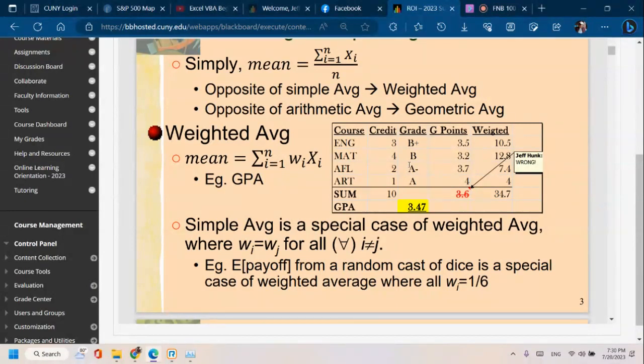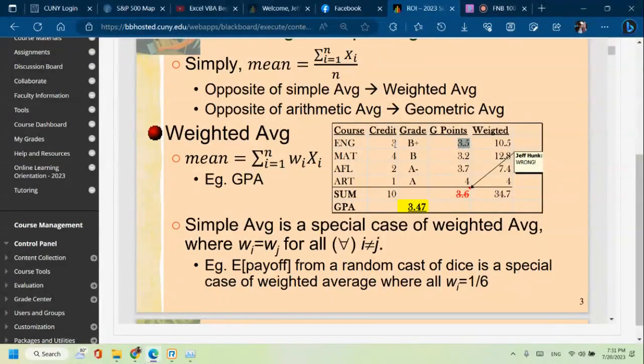When you say not everyone has the same voice, and his voice carries the most weight, what does that mean? It has the most importance, right? So that means math has the most weight, most importance. So then your GPA cannot be just the simple average of these. You cannot just add them up and divide by 4.